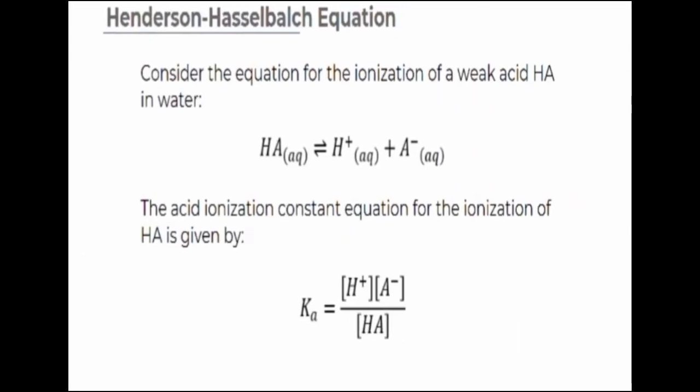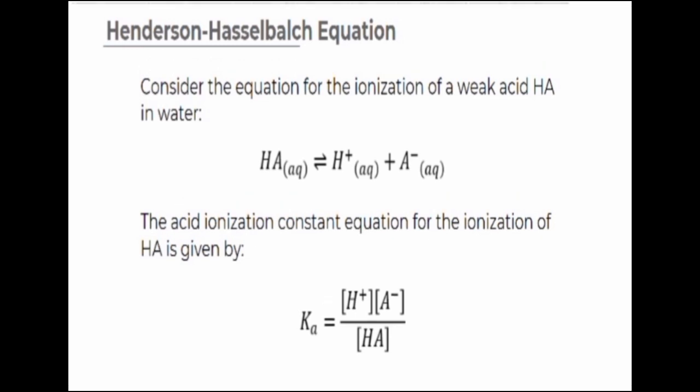Consider the ionization of a weak acid HA in water. The acid ionization constant equation for the ionization of HA is given by Ka equals hydrogen ion concentration times A negative concentration divided by HA concentration. Taking the negative logarithm of both sides of the equation gives us negative logarithm of Ka equals negative logarithm of H positive concentration times A negative concentration divided by HA concentration.